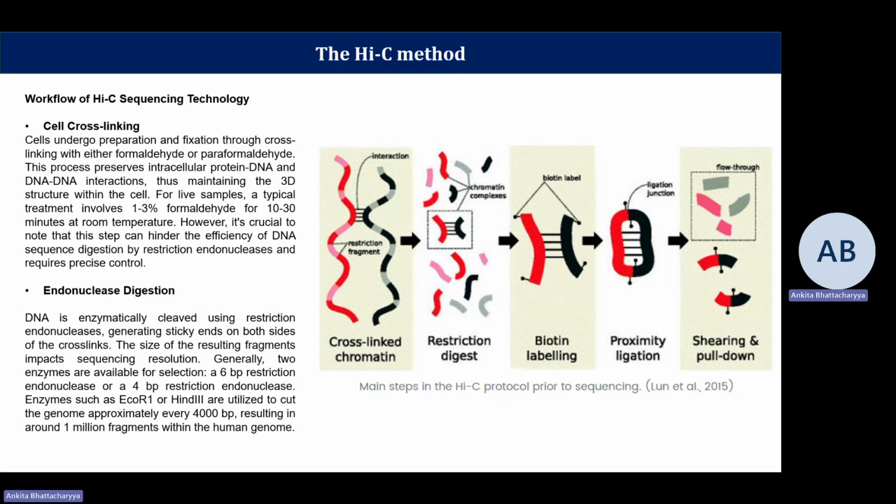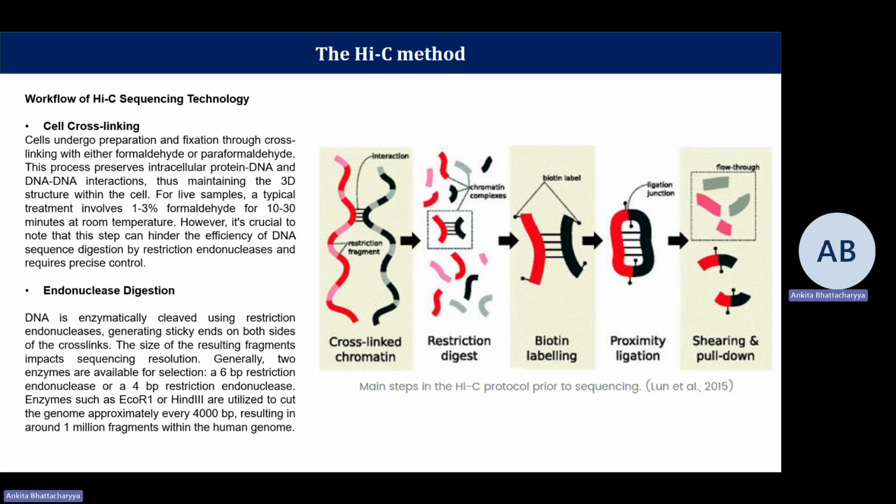So the first step, of course, is cell cross-linking. You have to cross-link with paraformaldehyde. You have to quench it using glycine, preserve these intracellular DNA protein and DNA interactions, maintaining the 3D structure. Then 1 to 3% formaldehyde can be used for 10 to 30 minutes.